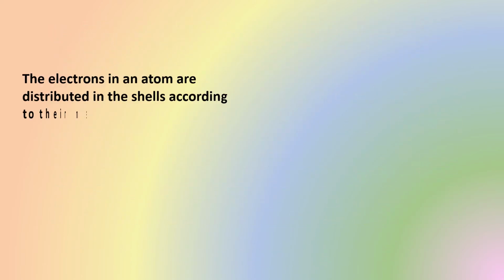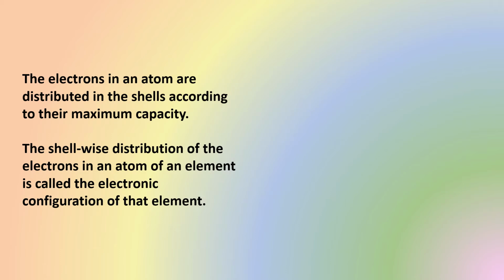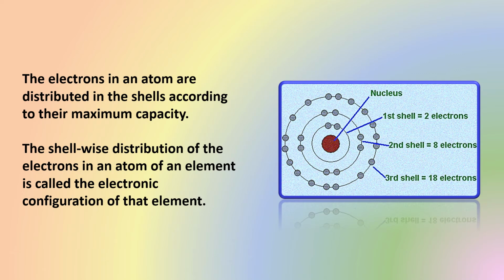The electrons in an atom are distributed in the shells according to their maximum capacity. As I just told you, the shell-wise distribution of the electrons in an atom of an element is called the electronic configuration of that element. Again we see the nucleus, first shell with 2 electrons, second with 8, third with 18. And how do we write that? 2, 8, 18. When we distribute the electrons in every atom shell-wise, that is called the electronic configuration of that particular element.